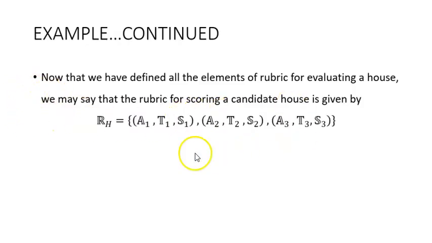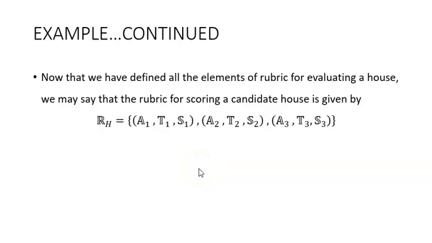Let's continue this example. Now that we defined all the elements in the rubric for evaluating a house, we may say that the rubric for scoring a candidate house is given by A1, T1, S1, this is one triad; A2, T2, S2, this is another triad; A3, T3, S3, this is another triad. This kind of setup defines the grading scheme for a house.